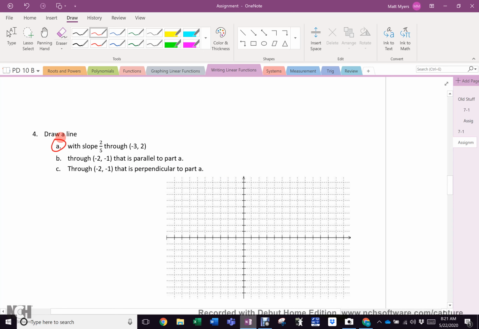Draw a line. So A will be red. Draw a line through negative 3, 1, 2, 3, positive 2, 1, 2, with a slope of 2/5. Up 2, right 5. There is line A. The blue one, through negative 2, negative 1, that is parallel. So up 2 over 2, 3, 4, 5. Parallel. And then in black, perpendicular. Through negative 2, negative 1, that is perpendicular. So that's up 1, 2, 3, 4, 5, and left 1, 2.